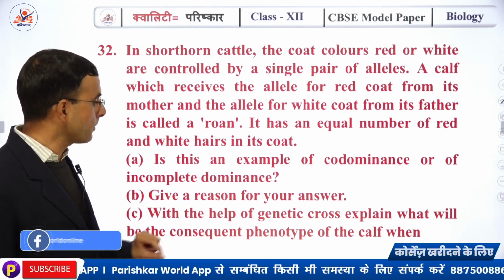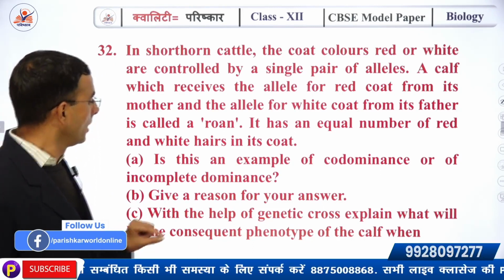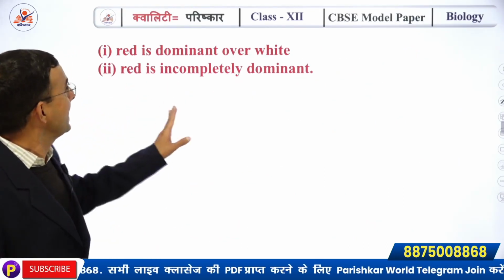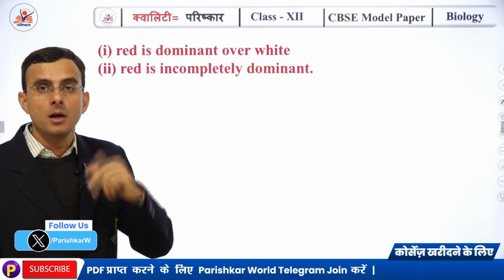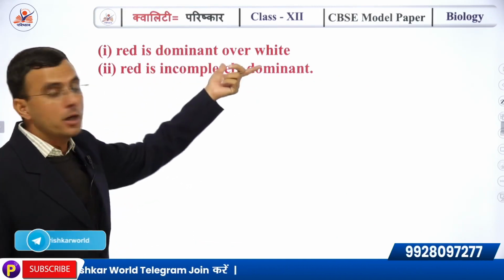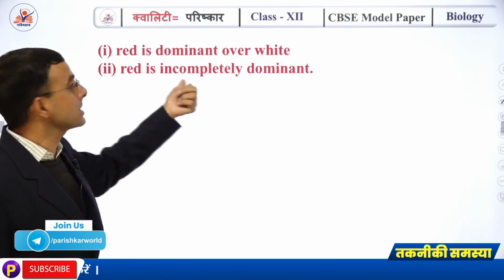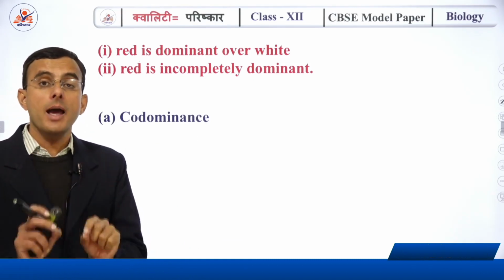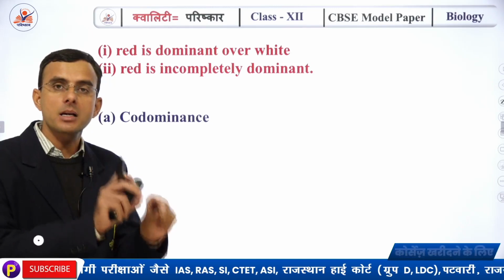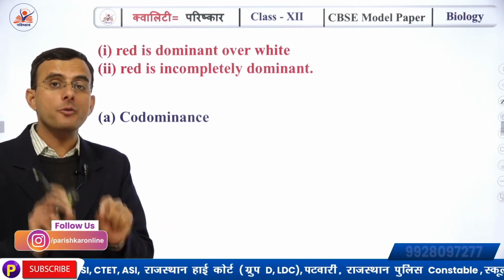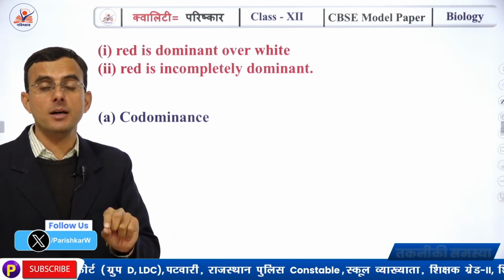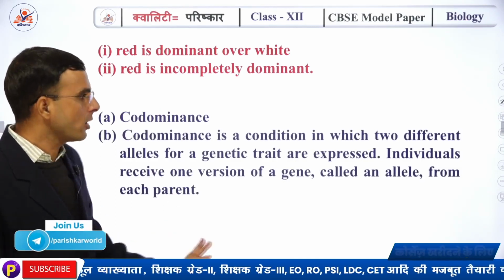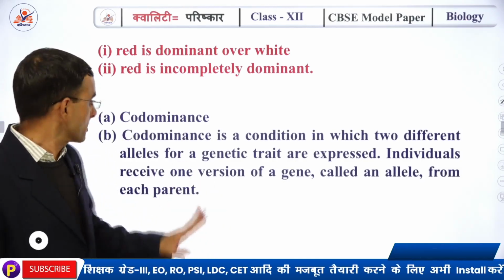The third is, with the help of a genetic cross, explain the phenotypes of the calf when red is dominant over white. So the first option is that red is dominant and white is recessive. The second is red is incomplete dominance. So what is the answer? That is an example of codominance. Codominance means both genes are expressed, the recessive gene and the dominant gene, so there is an expression of both characters. That is known as codominance.